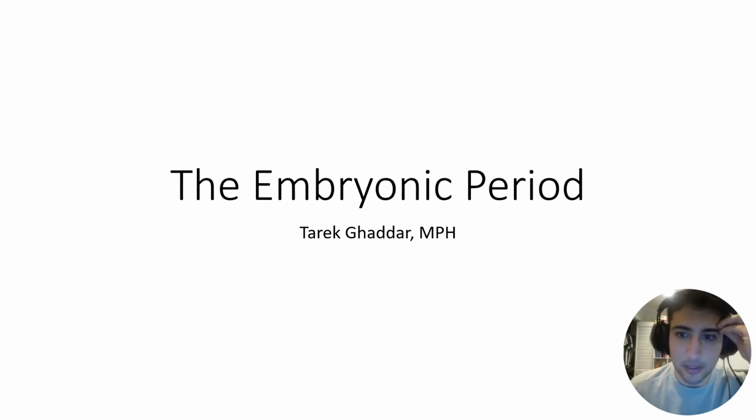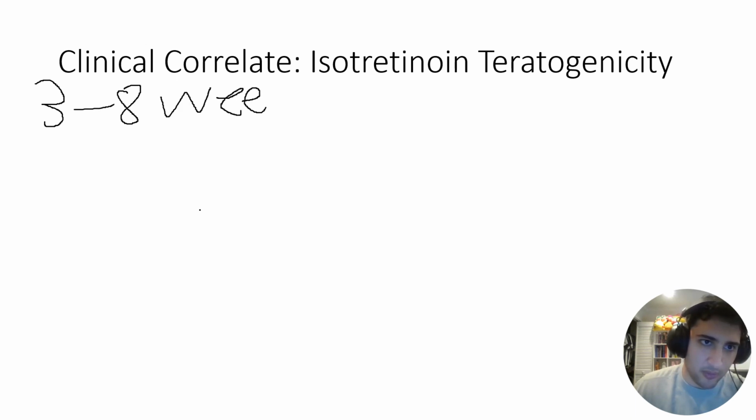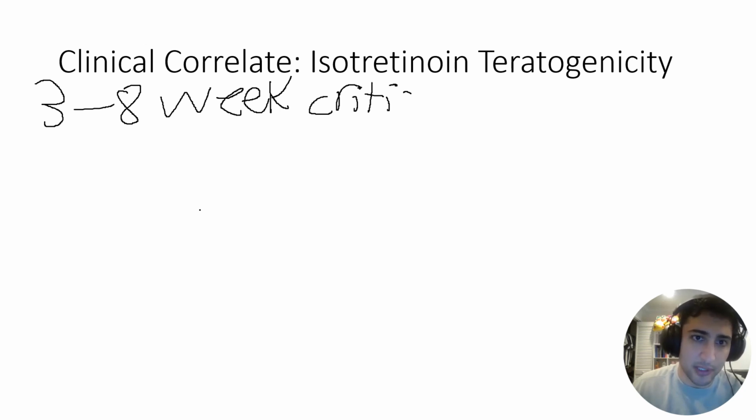In this lecture, we're going to be talking about the embryonic period. So here we're going to talk about isotretinoin teratogenicity. Remember, there's a 3 to 8 week period, and it's a bit broader than this. Every organ system is a bit different. But generally speaking, there's a 3 to 8 week period called the critical period of embryogenesis, where there's a lot of signaling going on and a lot of cross communication.